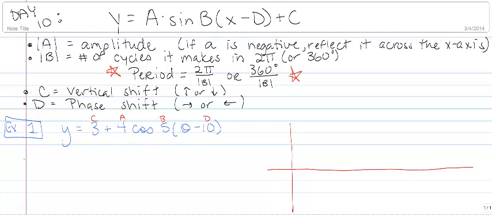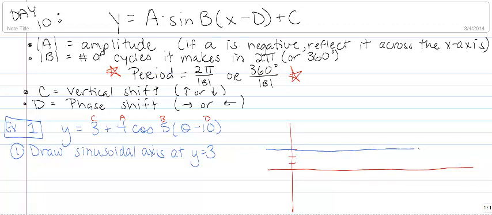Now, step 1, and you're going to want to write all these down too. The first thing you're going to do is draw your sinusoidal axis. So that's basically our new trig axis that we have. We're going to draw it at y equals 3, and why we're going to draw it at y equals 3 is because that's my C value, so it's being shifted up 3. So here I go. 1, 2, 3, and I'm going to make it in a different color. That way it's easy for me to see. Sometimes I'll also make little waves over it just to show that it's different.